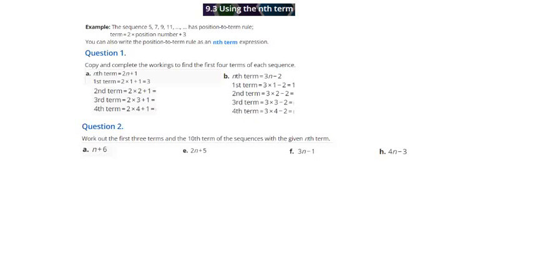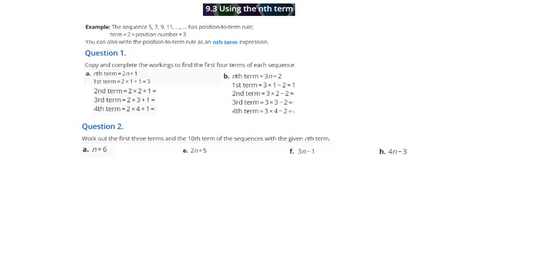In this video, we will be using the nth term. Earlier, we used the term position to term rule. Both position to term rule and the nth term of the given expression are the same. Now, in question 1, the nth term is given.